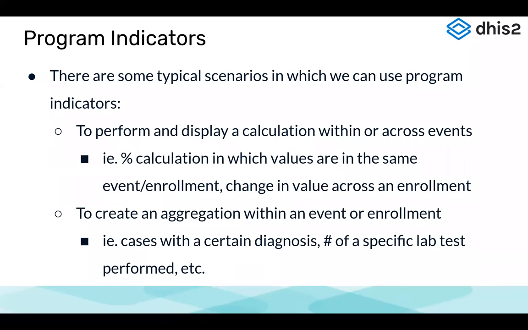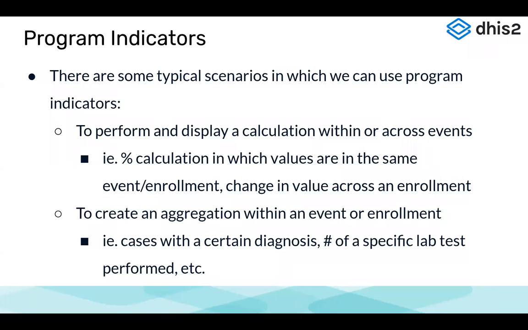So here are some typical scenarios in which you might want to use program indicators. The first is to perform and display a calculation within or across events. So for example, a percent calculation in which all of the values are in the same event or enrollment, or a change in value across an enrollment. So take, for example, a nutrition program where you have entered the age, the weight, and the height of the infant. Now you can use a program indicator to calculate the BMI, the body mass index of that infant using the weight and height. And using Z-scores as well, you could calculate the Z-score using the age of the infant to see if they are at the correct weight and height for their age.